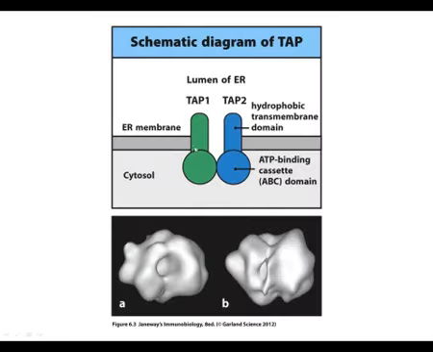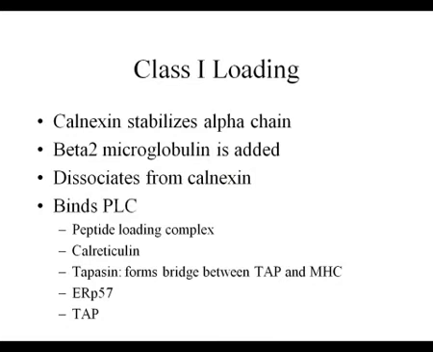So TAP, transporter-associated peptide, is a dimer of two proteins that are very similar, TAP1 and TAP2. And they communicate between the cytosol and the endoplasmic reticulum. So they can take degraded proteins and actually bring them right into the endoplasmic reticulum. I would definitely know what TAP does.